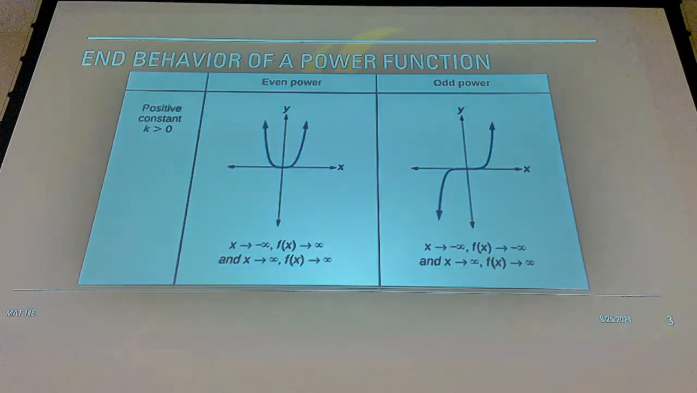This is just summarizing it. The end behavior, if it's an even power, it increases without bound on both ends. Odd power, decreases without bound on the left, increases without bound on the right. Now this is if your coefficient is positive.